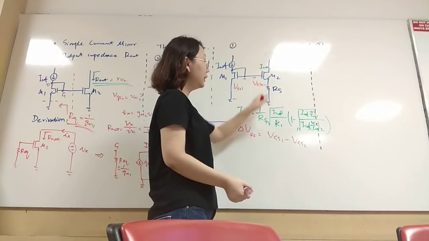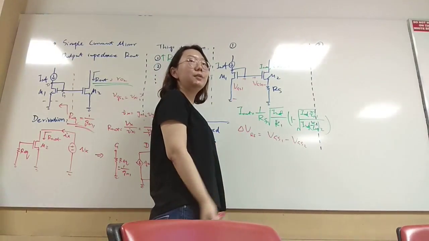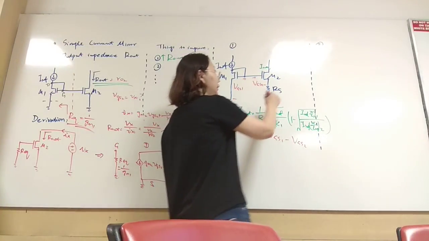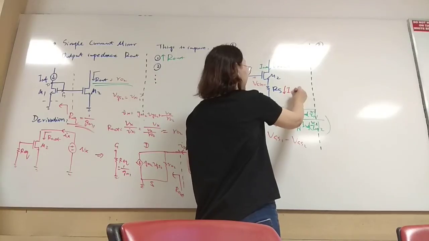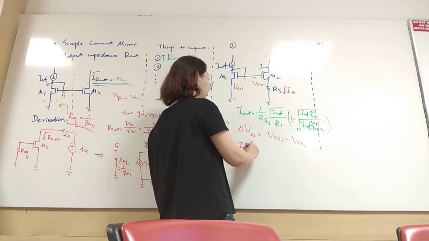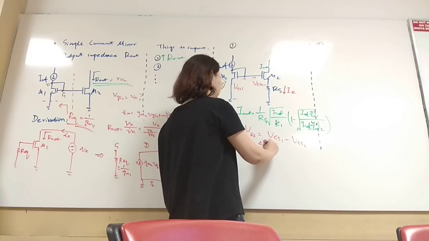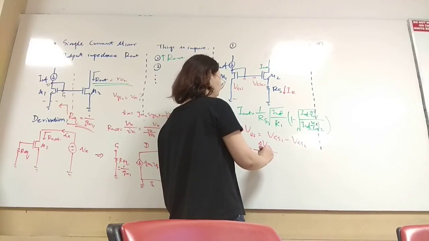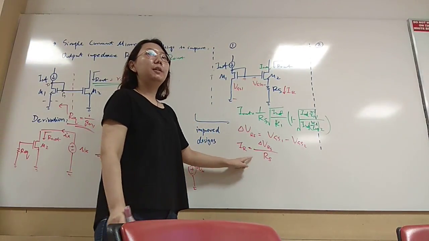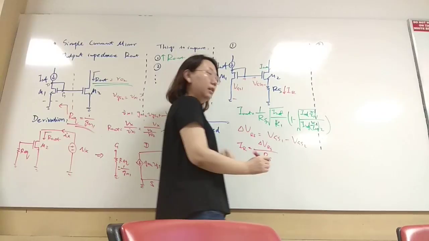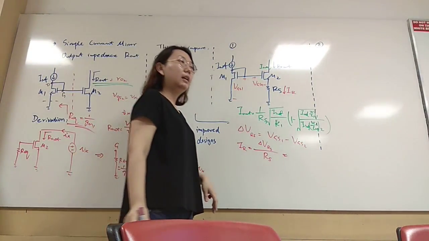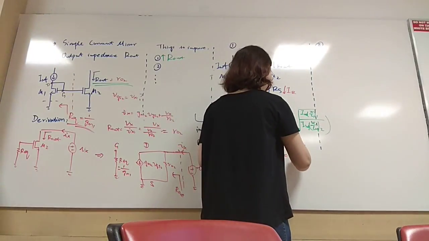So what is so special about this voltage? You have a resistor, and you know the voltage across this resistor is this value, so you know the current. It's the current flowing through my resistor, which is delta V RS over RS. What is so special about this current? This current is also my output current.